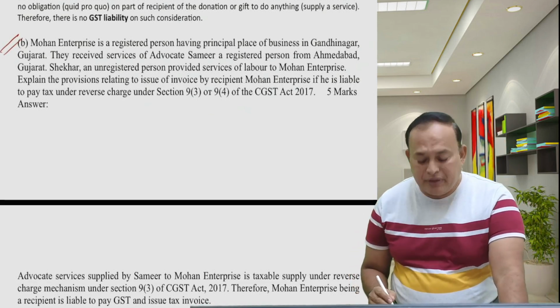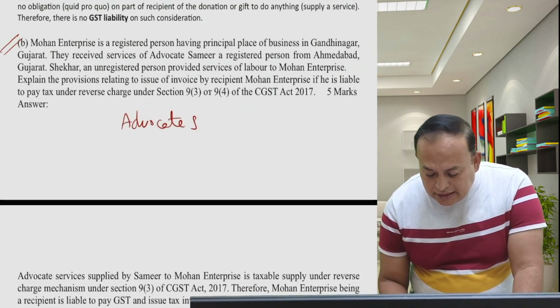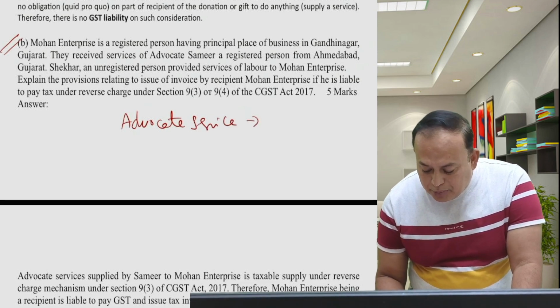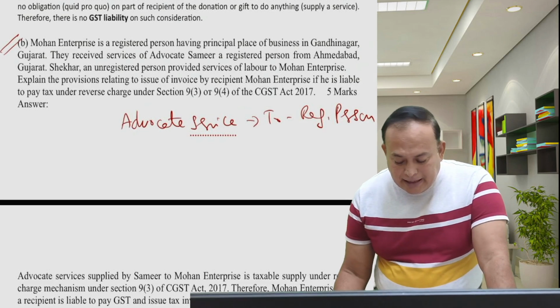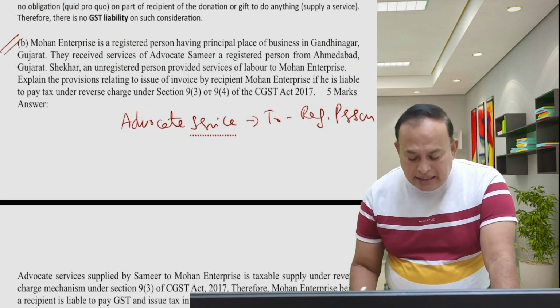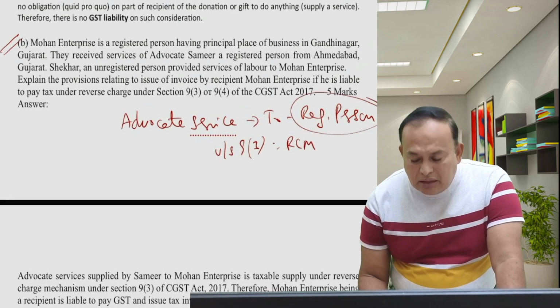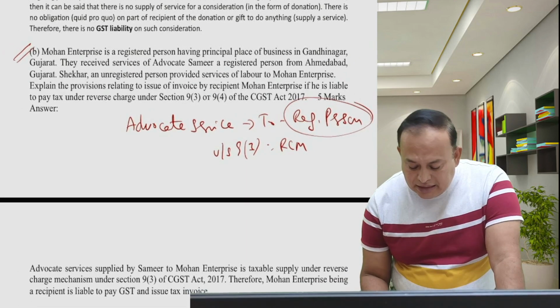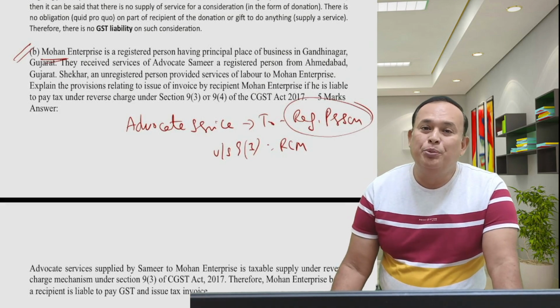In the given case, my dear friends, the advocate services to a registered person, namely a business entity, in that case fall under section 9 subsection 3, which is RCM. So, being a registered person liable to pay GST in the given case, that means Mohan Enterprises should issue an invoice, being a recipient liable to pay GST.